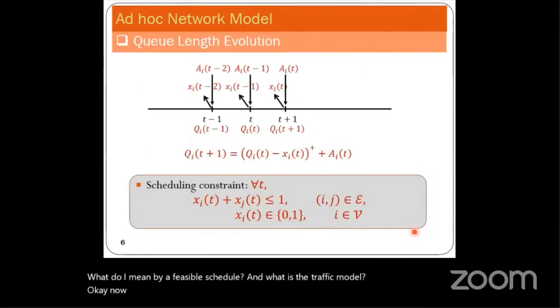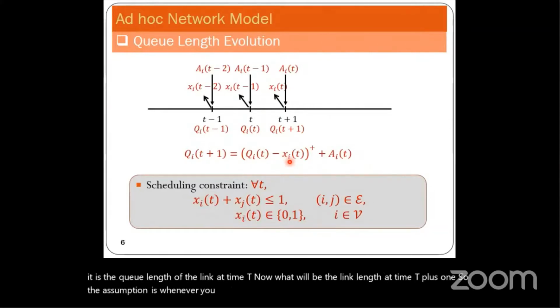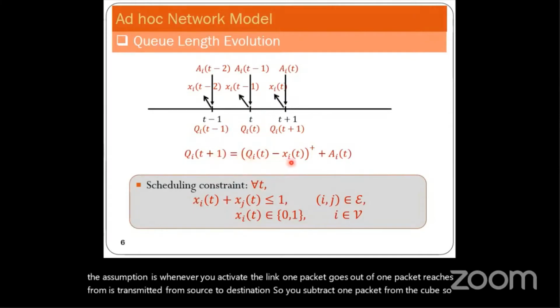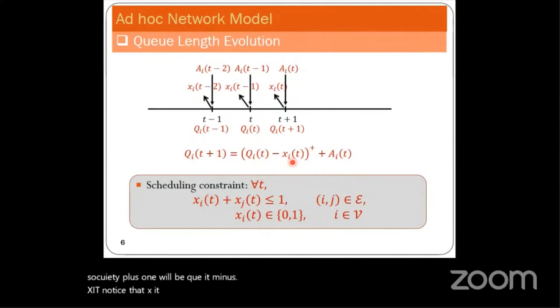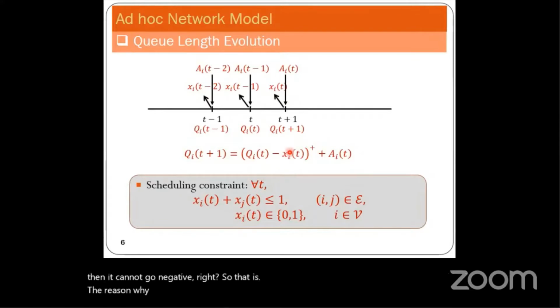Now let's see how queue lengths evolve. It's easy. So I'm focusing on a particular link, right? So Q_i(t) is the queue length of the link at time t. Now what will be the queue length at time t plus 1? The assumption is whenever you activate a link, one packet is transmitted from source to destination. So you subtract one packet from the queue. So Q_i(t+1) will be Q_i(t) minus X_i(t). Notice that X_i(t) could be 1 or 0. If I schedule link i, it will be 1, right? If Q_i(t) is 0, then it cannot go negative, right? So that is the reason why I have a plus here. It's max of Q_i(t) minus X_i(t), comma 0, and A_i(t) basically is for new arrivals. The expectation of A_i(t) is lambda_i.